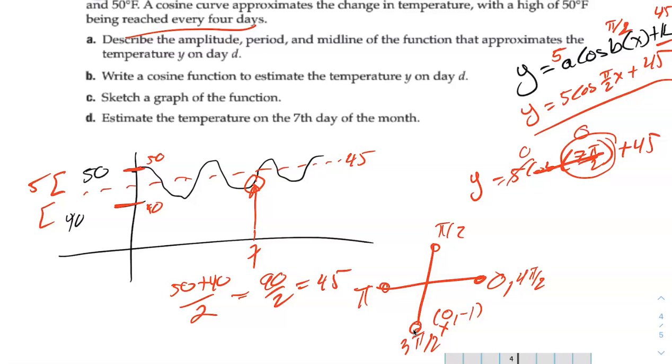0, because 5 times 0 is 0, that's why. So I get 45. So that's the temperature on the 7th day. It's 45 degrees.